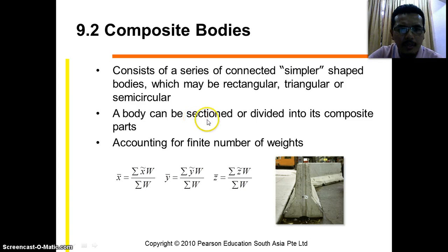Okay, a body can be sectioned or divided into its composite parts, accounting for a finite number of weights. Generally, to get the center of gravity, we take the summing of the moment for each of the weights, each of the parts, divided by the total weight. Same thing with the y bar, same thing for the z bar.